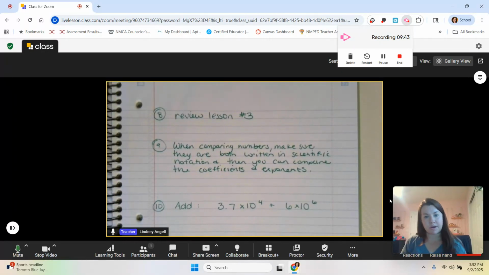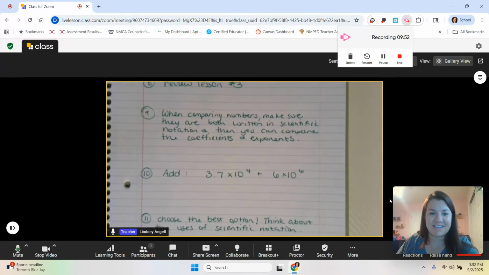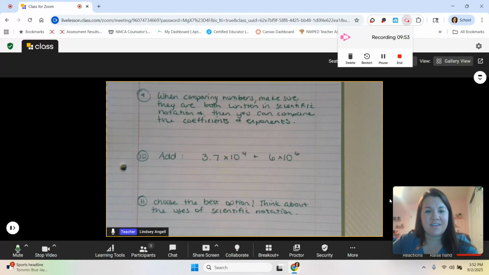Alright, on number 8, I want you to go back and review lesson number 3. That's where you're going to find help with that one. Okay, if I do it in here, I'll give away too much. Number 9, when comparing numbers, make sure they are both written in scientific notation, and then you can compare the coefficients and exponents. Okay, so that's just a little bit of information on number 9 that will hopefully help you.